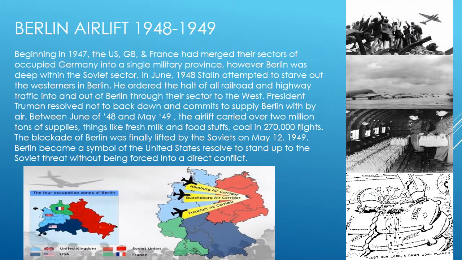Russia attempts to starve the Westerners out of Berlin, which is deep in the middle of their sector of East Germany. Truman and the Allies respond with the Berlin airlift. And for the next year, 250,000 flights fly in everything the city needs to survive.